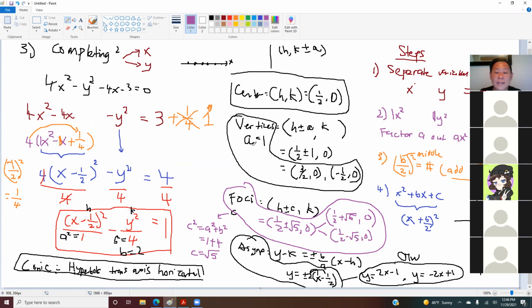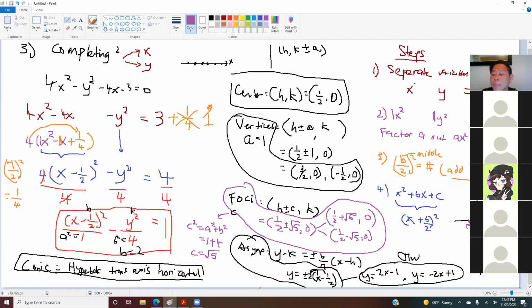Your vertices: A is 1, so you move 1 here and 1 here. So that's why you will get 3/2, 0 and negative 1/2, 0. So I put this as B. So this is your vertices in this case. Then foci, you do not need to draw your foci. Your foci is somewhere here. Okay, so for hyperbola, your foci is the last one. So that means this graph is going to open sideways.